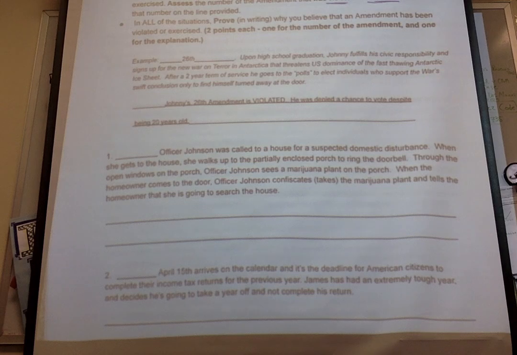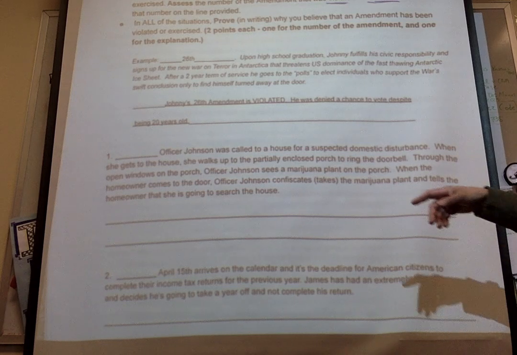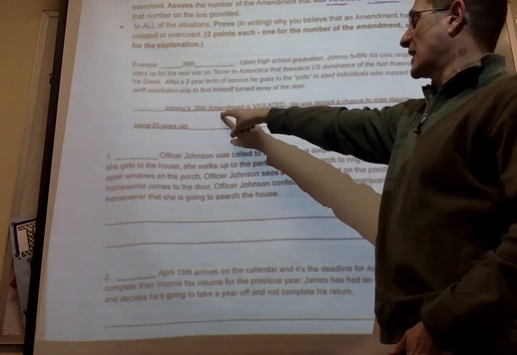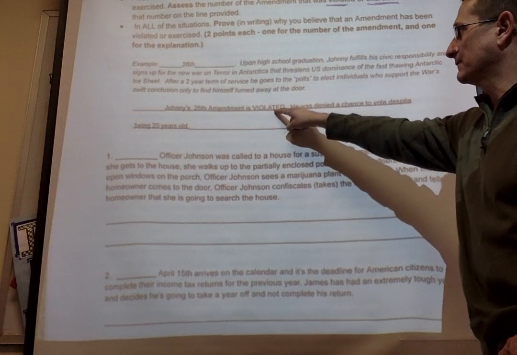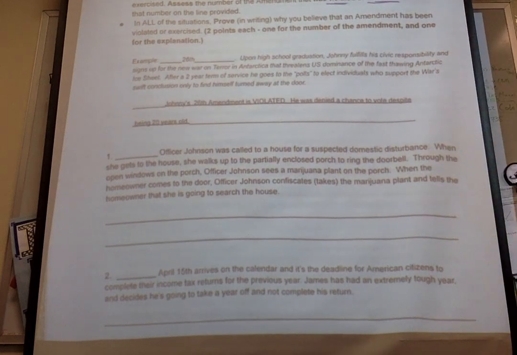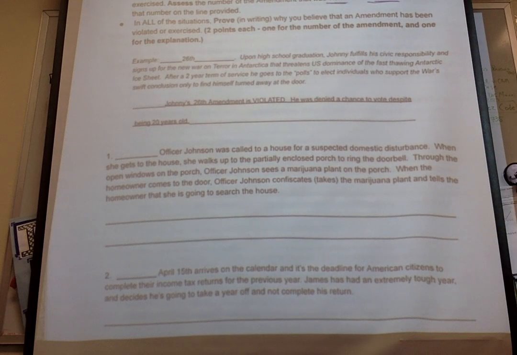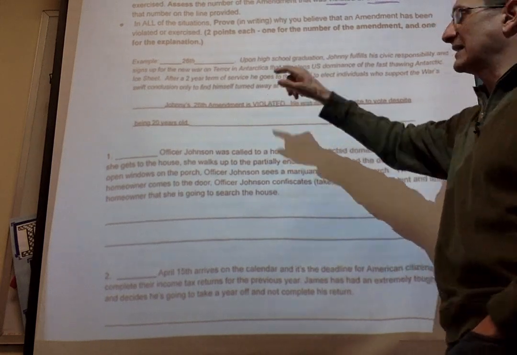To elected individuals who support the war's swift conclusion, only to find himself turned away at the door. So he was not allowed to vote. So how we would say this deals with voting and the age of 18, being allowed to vote at age 18. So the 26th Amendment, Johnny's 26th Amendment was violated. He was denied a chance to vote despite being 20 years old. That's a problem. So that's what you're either going to write, exercise or violated in these.